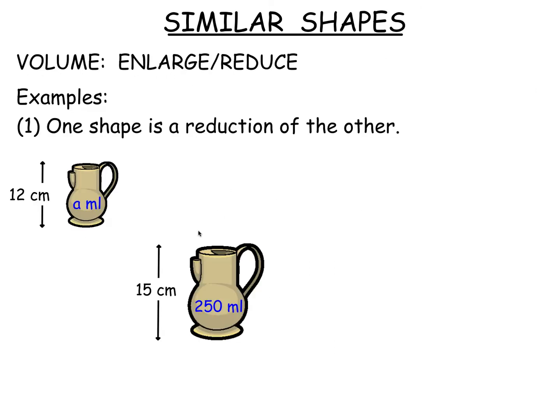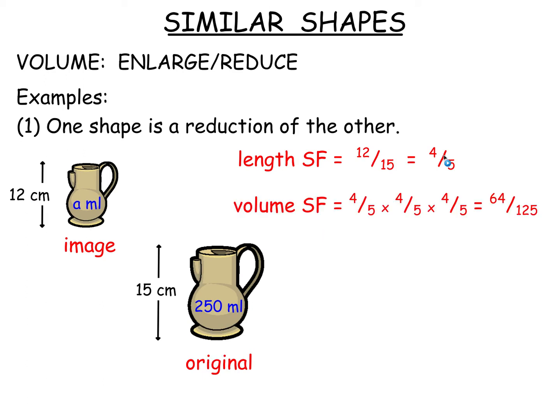Here's how to apply it. This little jug, we want to know its volume. This big jug has been reduced to this small jug. They are similar. A is the one we want to calculate. That's the image. Length scale factor, image over original. 12 goes over the 15. That simplifies to 4/5. Volume scale factor, cube that. 4 times 4 times 4 is 64. 5 times 5 times 5 is 125.